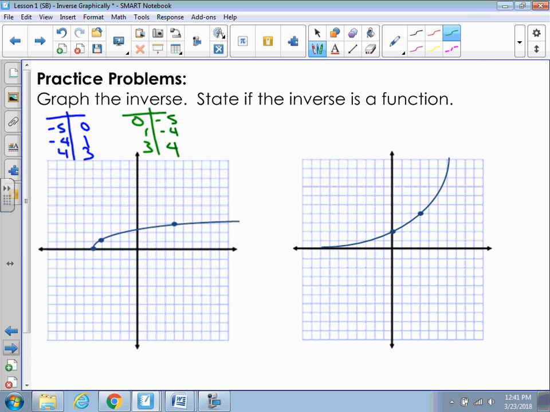So let's graph those. 0, negative 1, 2, 3, 4, 5. There's a point. (1, -4) and (3, 4). So there's our graph. Now you're like, wait, it's a quadratic. Shouldn't I have another half of it? Well, yes. However, we're kind of restricting it a little bit right now. So it will end up being a function, which it would have anyway.